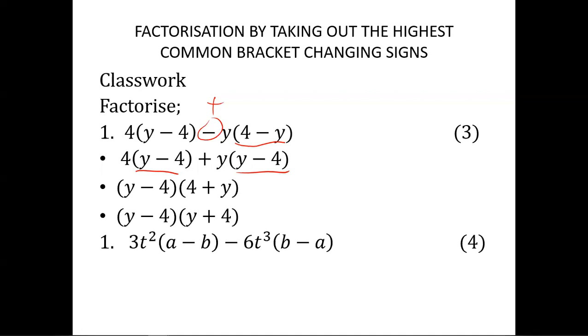Note that here, it's a tricky one. I've got t as well as t to the exponent of 3. When it comes to variables, a variable with the lowest exponent will be the common factor. When it comes to integers, 3 and 6 have one common factor, and that common factor will be 3. So here, if I take out 3, I'll be left with 2. I'll be left with 2t because I will have taken t squared as a common factor.